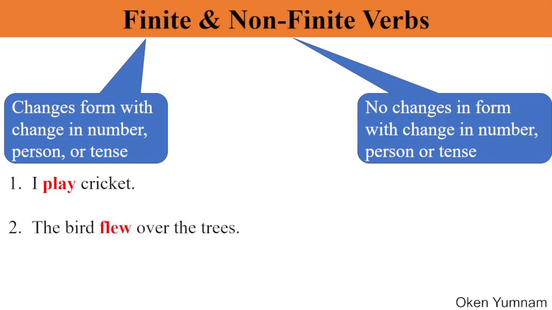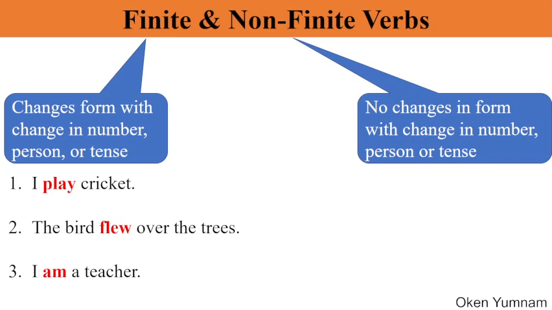Similarly, the bird flew over the trees. We can say the bird is flying. We can change the tense, and the form also changes. So this is finite. Here, I am a teacher. If we change I into he or she, am will change into is. So this am or be verb is a finite verb.